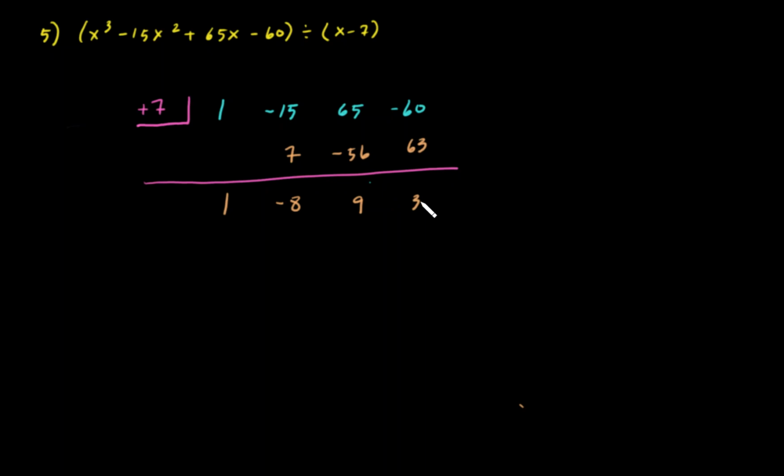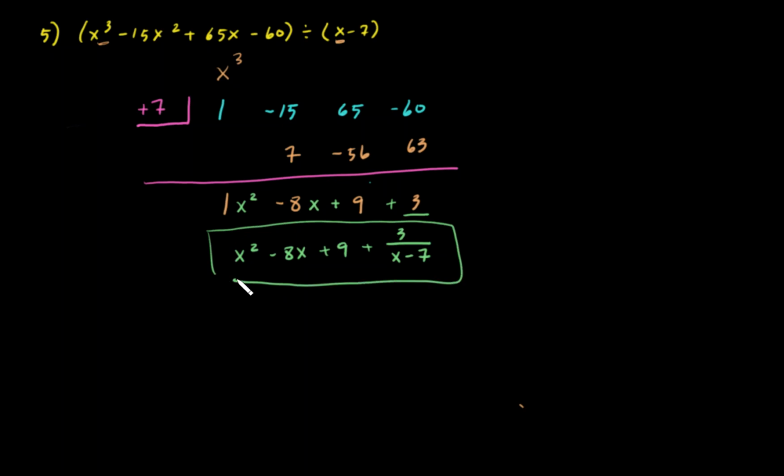The third thing that you have to remember is you started out with an x to the third, and you divided by an x. And so your quotient is going to start with x to the second. And so we can do x to the second and an x plus, and guys, this last term right here ends up becoming your divisor. And so our answer is x squared minus 8x plus 9 plus 3 over x minus 7. And so that is your final answer.